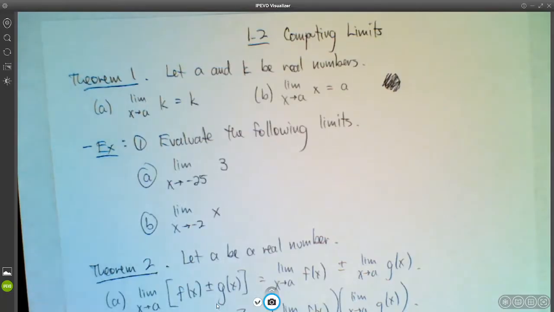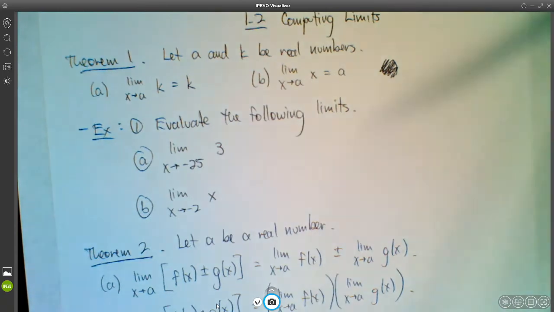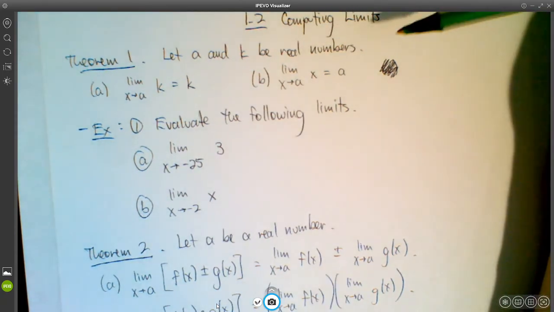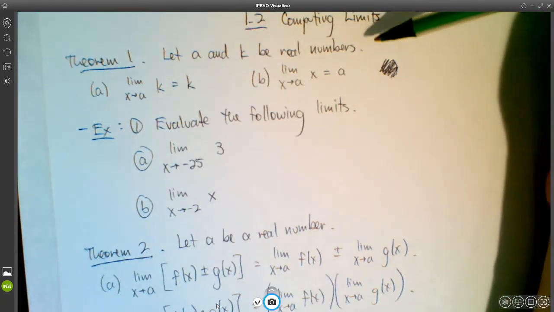All right, let's talk about 1.2. 1.2 is a little bit more information about computing limits. In this section, we're going to start to develop some of the tools that we use for calculating limits a little bit more easily without having to make tables and graphs and things like that. And so we're going to start off with something that should be pretty intuitively clear.